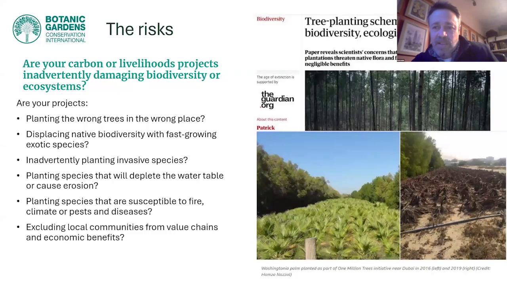Susceptibility to fire is a big one, particularly for the resinous exotics, the eucalypts and the pine species. You plant a large monoculture, and as we've seen in places like Portugal and California, that can create challenges. And then certainly in the north, I would say excluding local communities from value chains. Here where I am in Wales, contractors come in, they plant clone trees with machines, they leave them for 30 years and then they're harvested with machines. There's nothing for the local community in terms of maintaining or managing those trees.